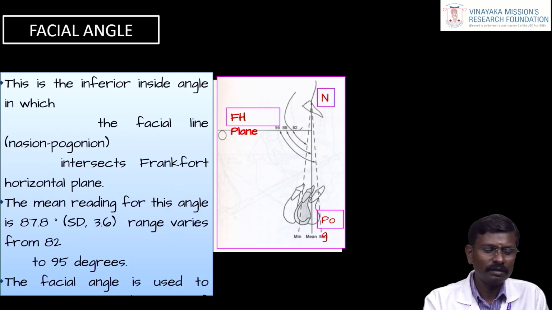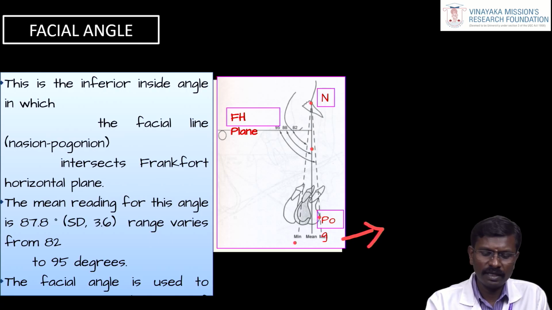The facial angle is the inferior inside angle in which the facial line intersects the Frankfurt line. So Nasion to Pogonion, we have to draw it and find out the value. The mean reading is 87.8 degrees with a standard deviation of 3.6 degrees. This shows whether the mandible is forwardly placed, normal, or retroclined.